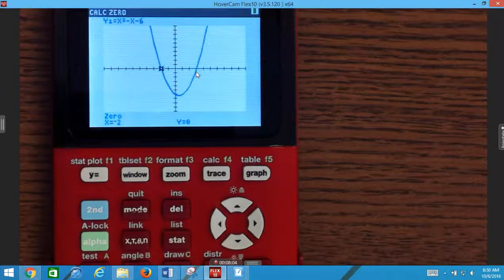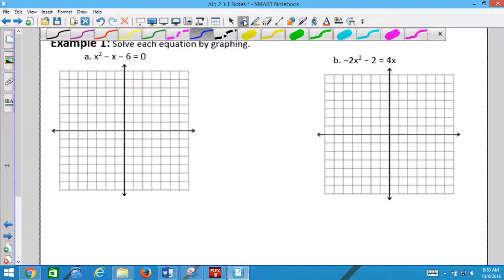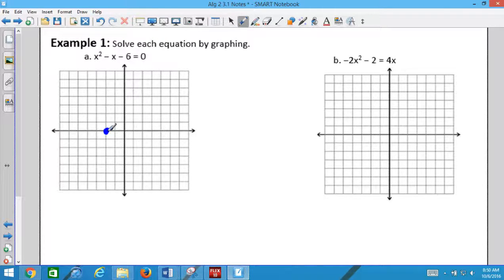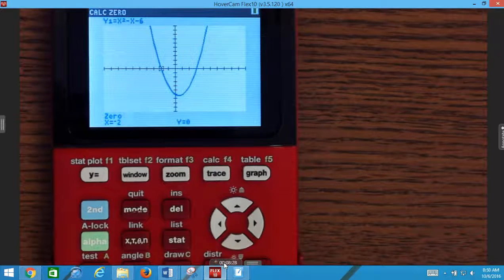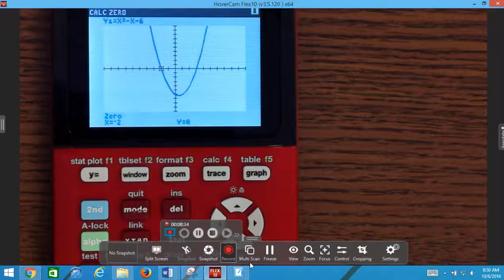So what I'm going to do now is I will come around and help you. I'm going to pause it before I do that. But I'm going to go to the graph, and I'm going to plot -2, 0 on my paper and my notes. Okay, now I'm going to pause it and come around and help you if you need help. If you do not need help, try to find the other x-intercept.